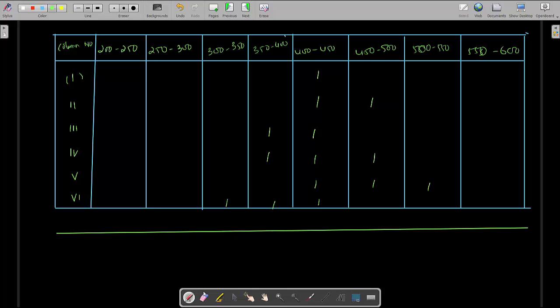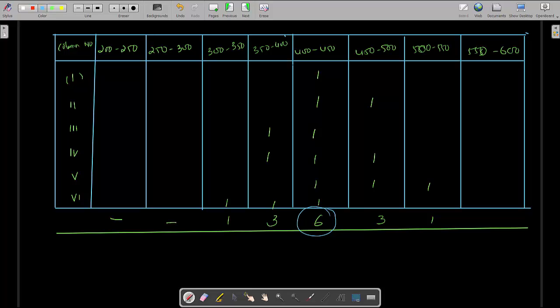We total up all these. So here it is nil. We got 1, 1, 2, 3. We got 3, 1, 2, 3, 4, 5, 6. We got 6, 1, 2, 3, and here 1. So which one is the highest value? 6 is the highest value, right?